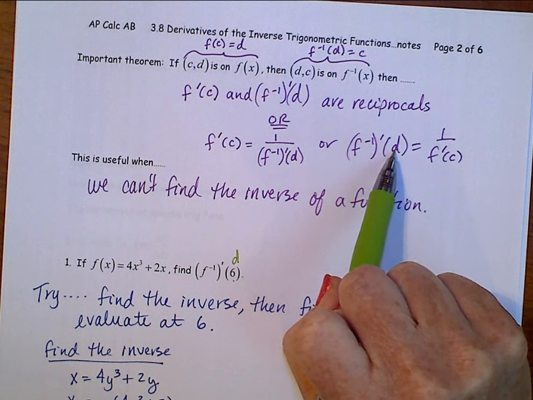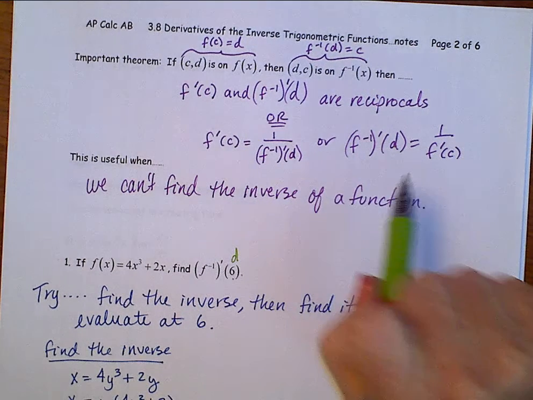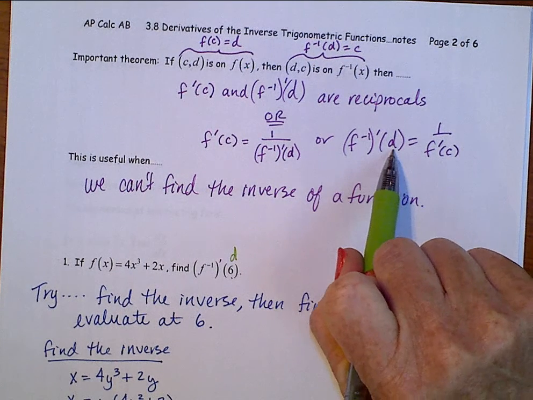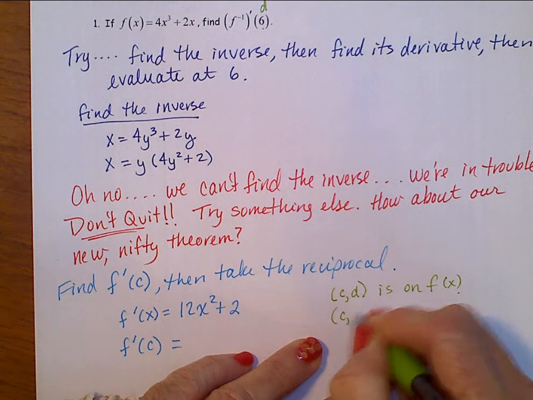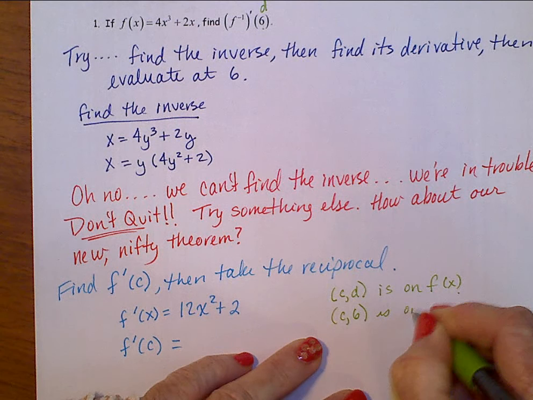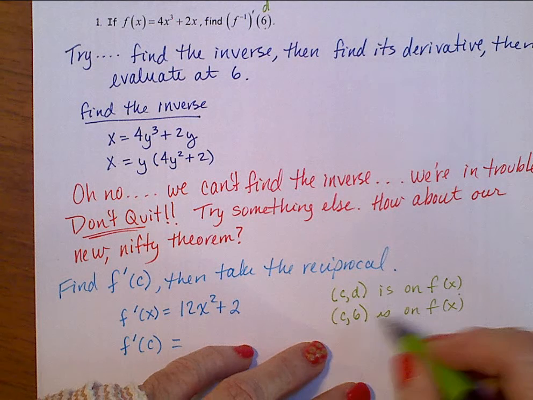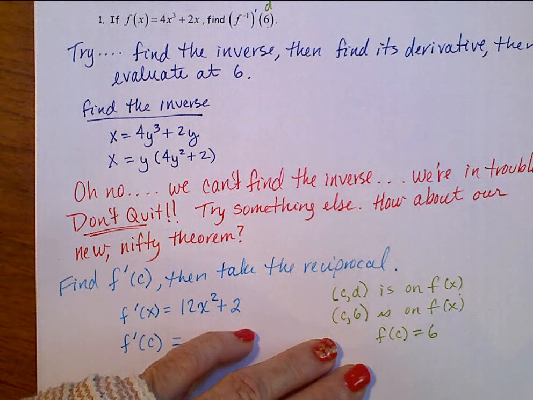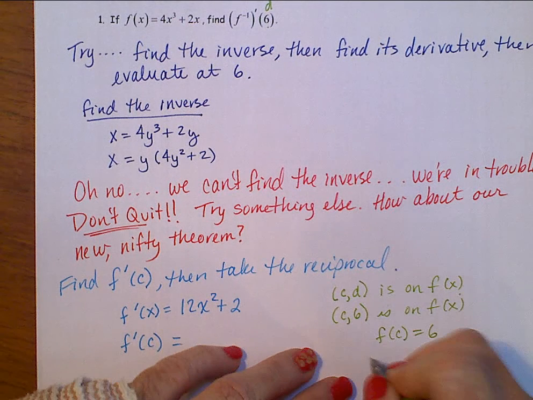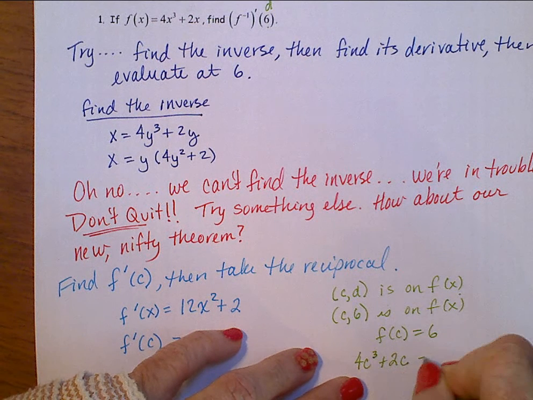That d is the x value on the inverse, but it's the y value on the function. Let me say that again. This d is the x value on the inverse, but it's the y value on the function. So (c, d), that's (c, 6), is on f(x). So could we set our f of x equal to 6 and find that? f of c is equal to 6. That means 4c cubed plus 2c equals 6.